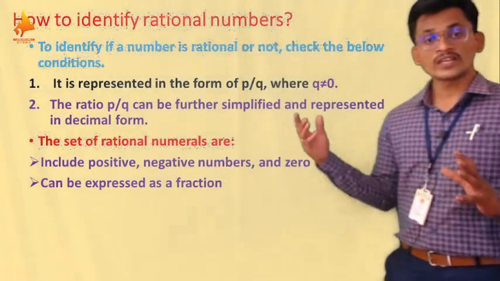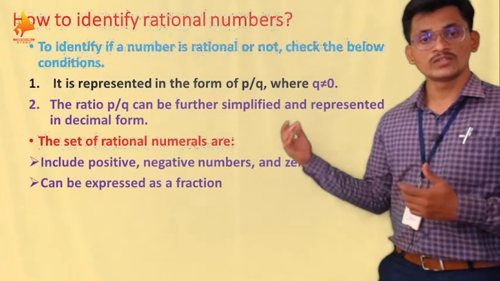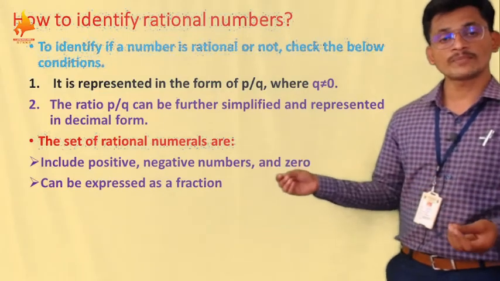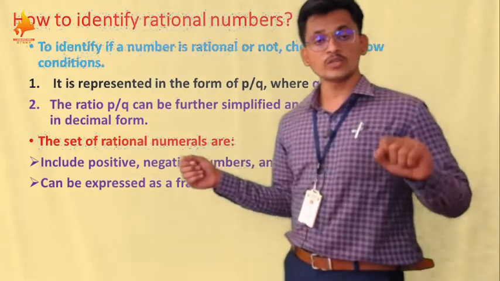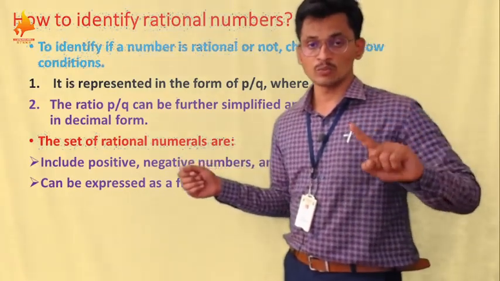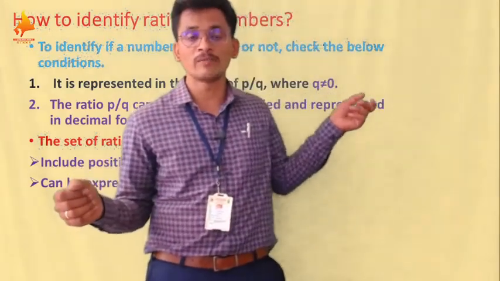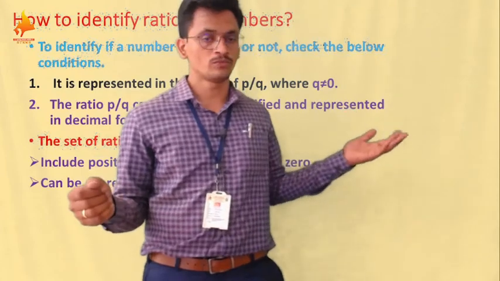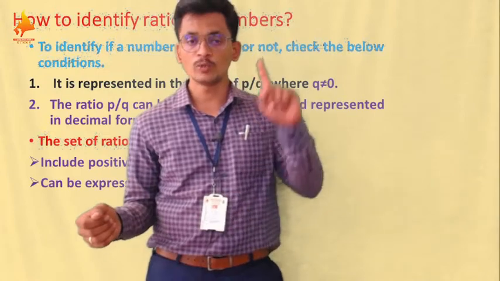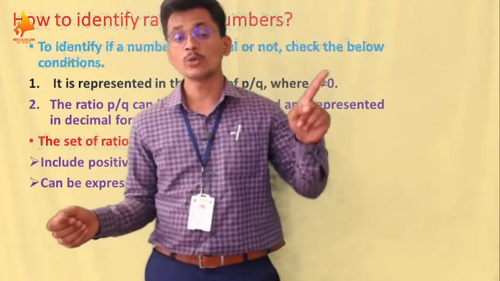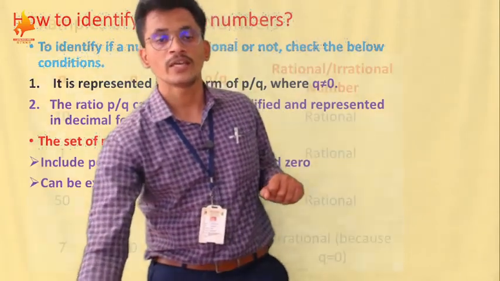Okay. Now the set of rational numbers includes positive, negative, and zero, and can be expressed as fractions also. Another condition is also important: p as well as q both should be integers only. We cannot take p as a decimal number like 2.3 upon 4. No. p must be an integer. q must be an integer as well, and q should not equal 0, meaning a non-zero integer.